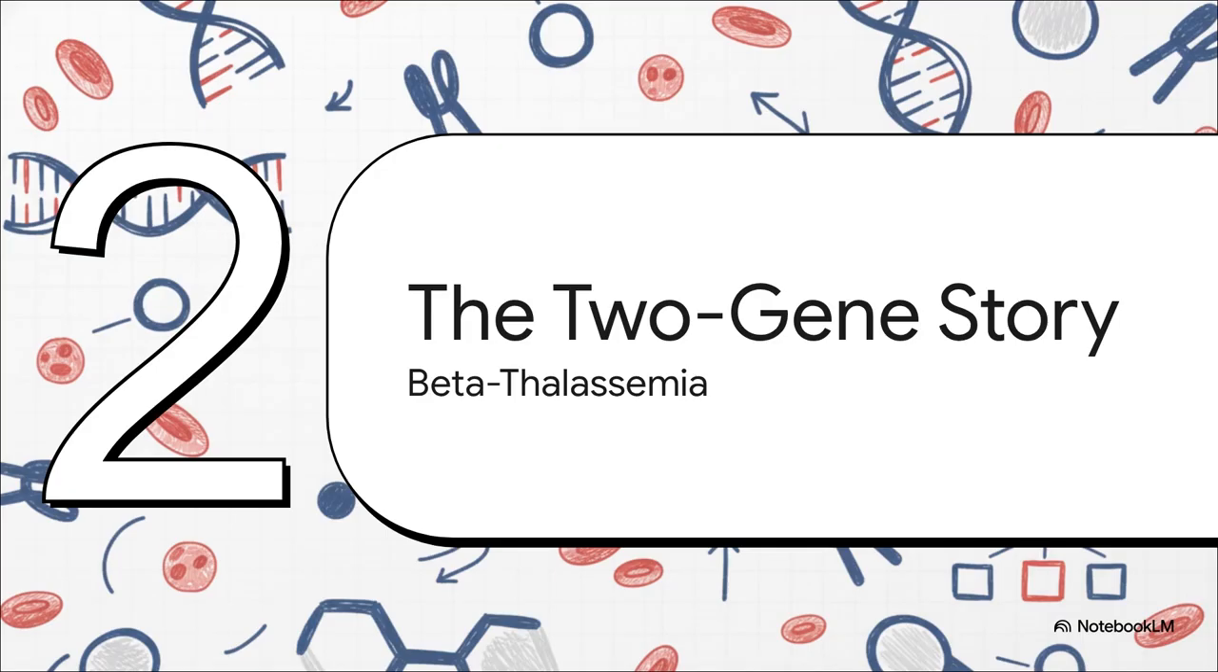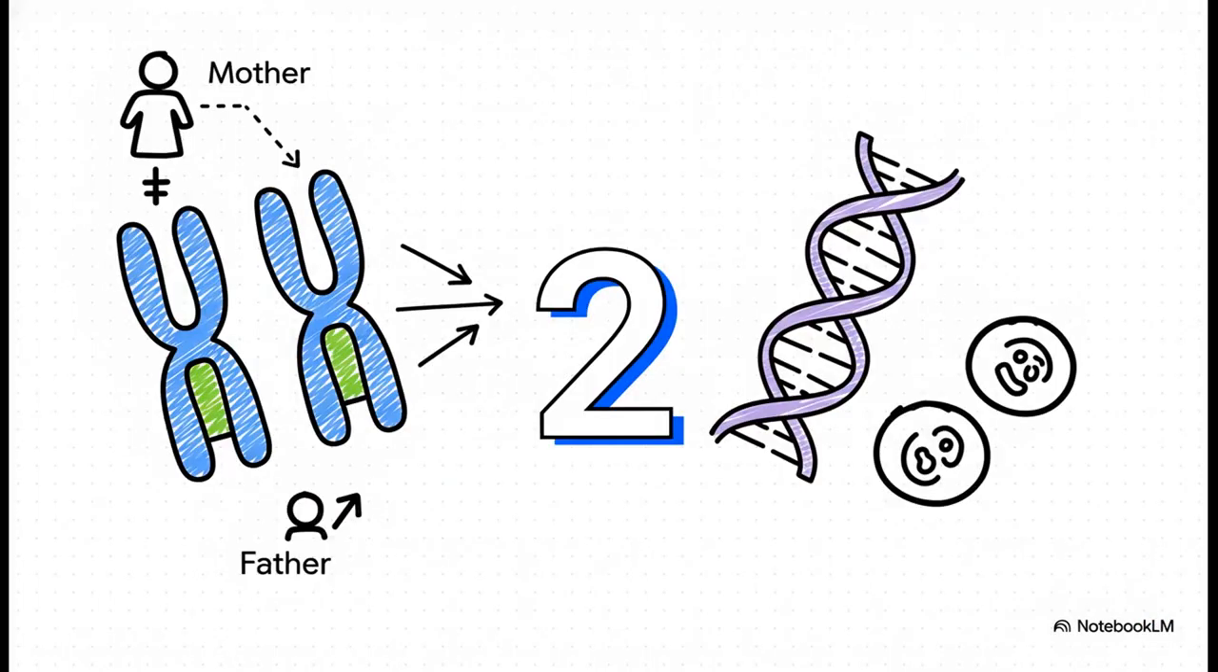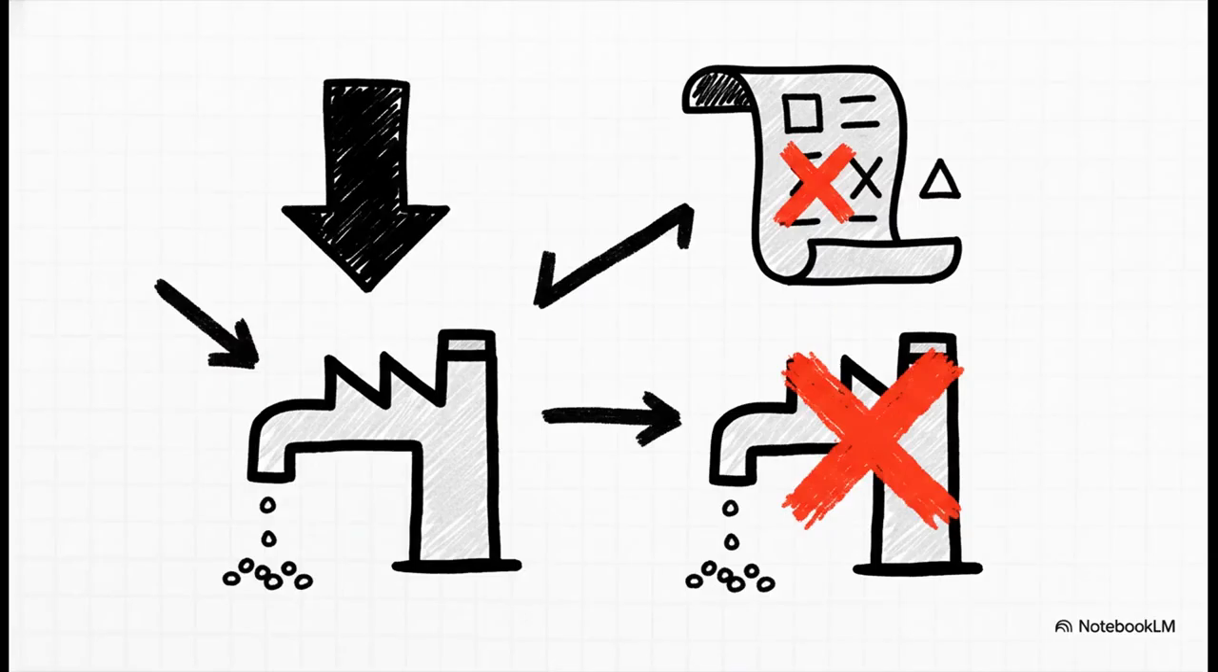Now it's time to open our second one, beta thalassemia. Here, we're shifting gears from the alpha chains to the beta chains, and from a story of 4 genes to a story of just 2. 2. That's the number to remember here. We are all born with 2 genes that hold the instructions for making beta globin, getting one from each of our parents. Now here is the single biggest difference, so listen up.